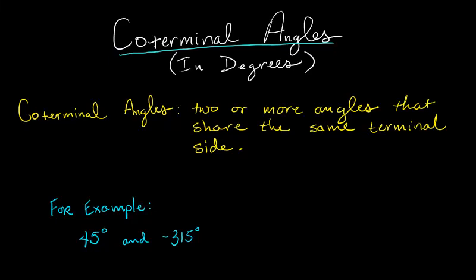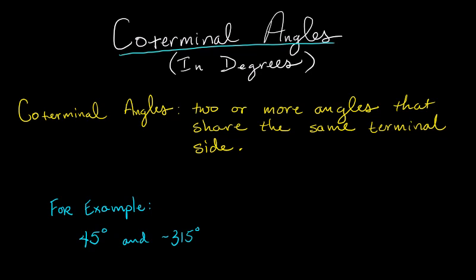In this video today, we're going to talk about coterminal angles in degrees. When working with angles, you have two different types of angle measures: degrees and radians. This video will do coterminal angles in degrees, and then we'll do coterminal angles in radians in another video. But what are coterminal angles?